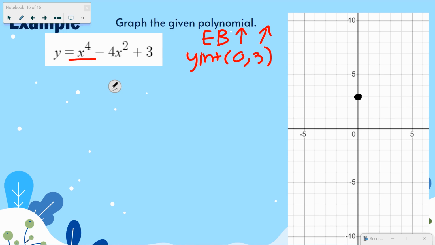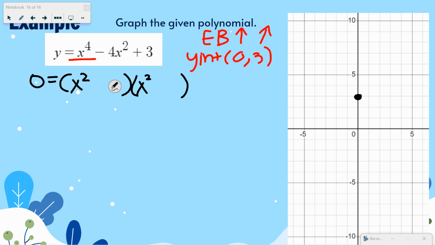X-intercept. So to find an x-intercept, y becomes 0. I don't have 4 terms, so I can't group here. But I do know that I have x to the 4th and x squared, meaning my first term is the square of my middle. So I can factor that just like I would a regular quadratic, but instead of just x, I use x squared.